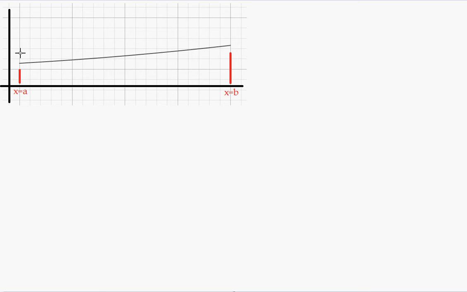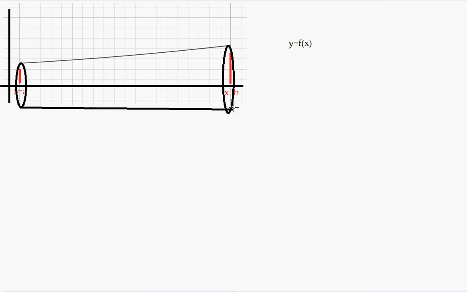of a revolution. Let's say that I take this curve that's bounded by x equals a to the left and x equals b to the right. And this curve has the equation of y equals a function of x. Then if I rotated this curve around the x-axis so that the solid that it formed would look something like this. Then how would we take the volume of this?